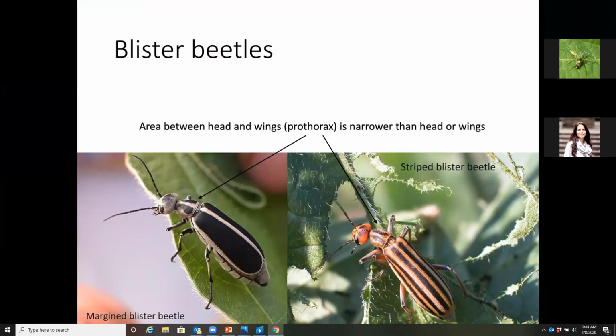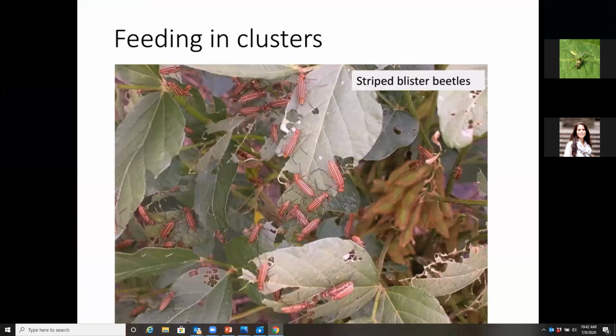The prothorax of blister beetles, the area between the head and the wings, is narrower than the head and the wings. Adults of both species, and especially the striped blister beetle, feed in clusters and skeletonize soybean leaves, making large and irregular holes between the leaf veins. Feeding is typically localized to a few small areas of the field, and oftentimes they will leave a soybean field as quickly as they arrived.